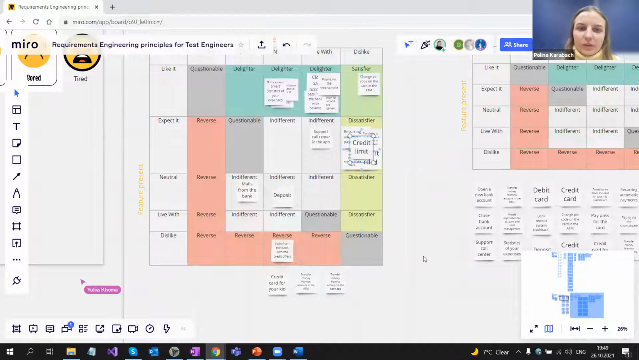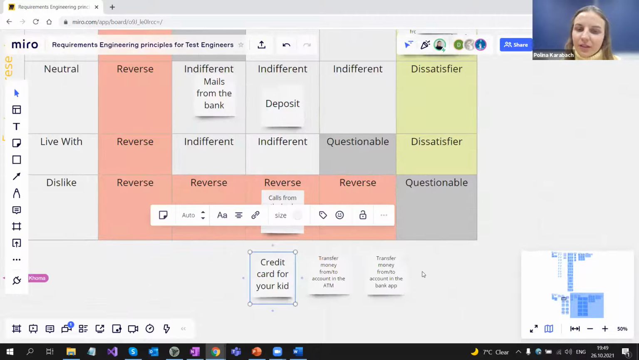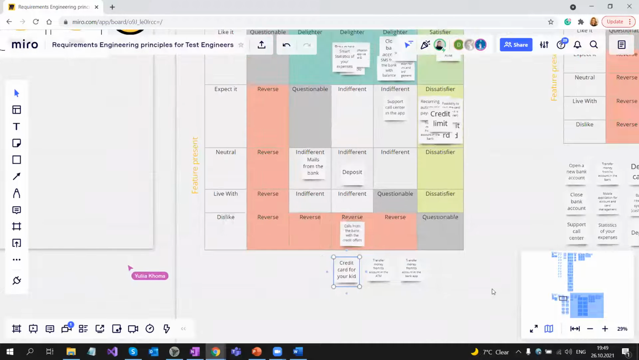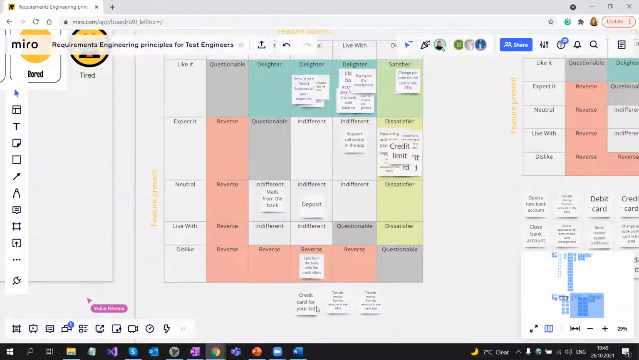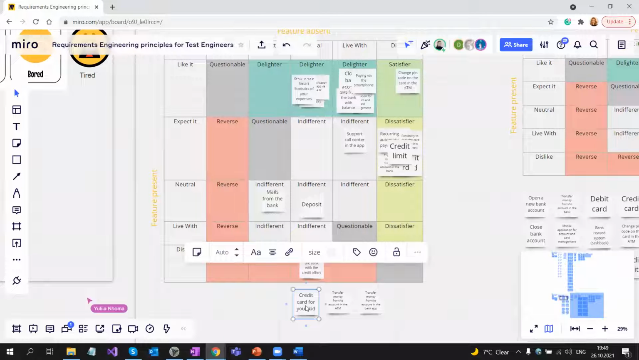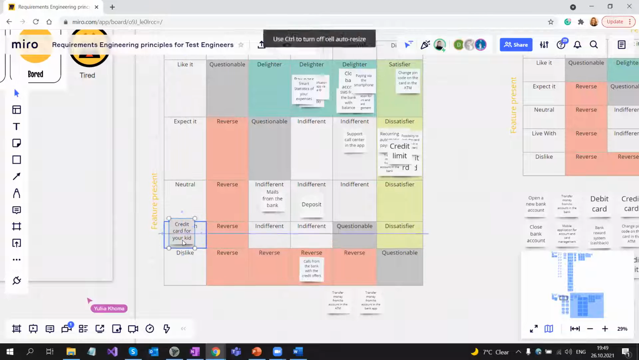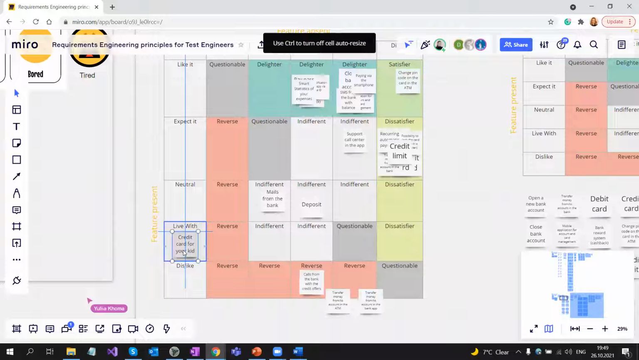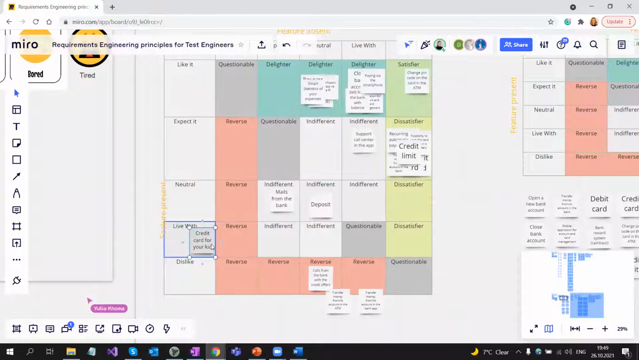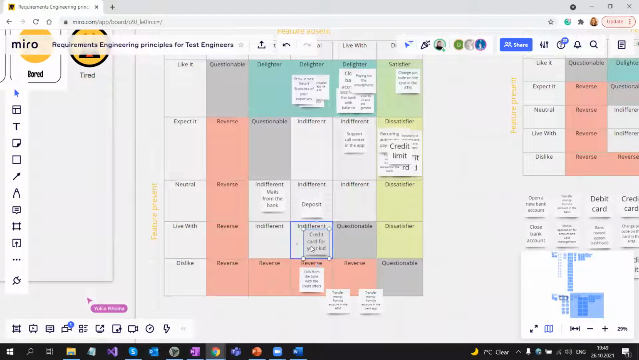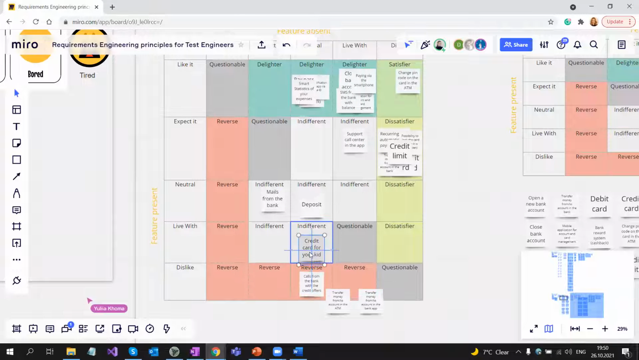Okay, so this is fire. Credit card for your kids. I would say that it's not super necessary to have this option in your application, but still it's nice to have. And also if it won't be there, then that's okay. You can go with your kid to the bank and open the bank account there. It will be a nice adventure for the kid as well. So let's stay neutral from both sides.